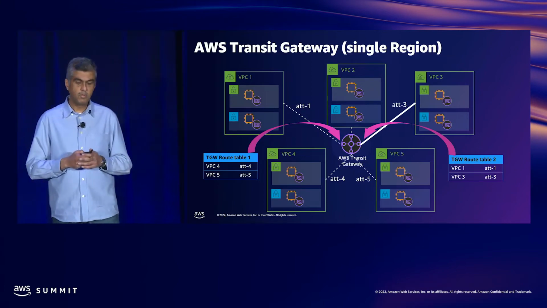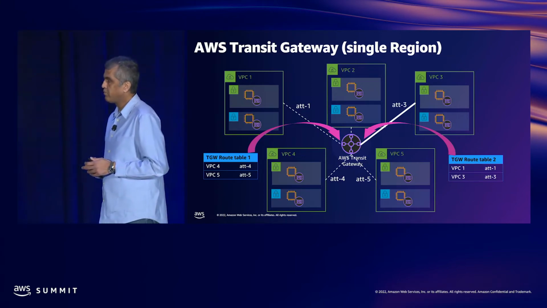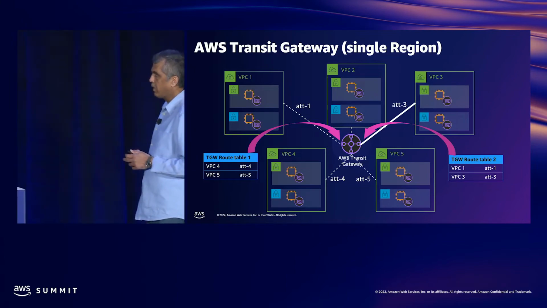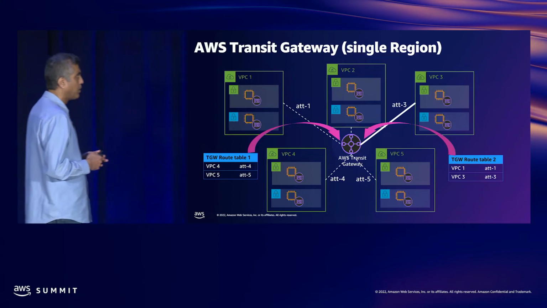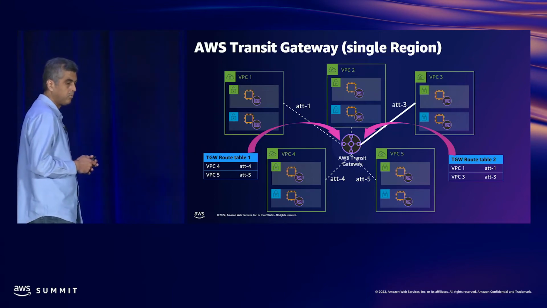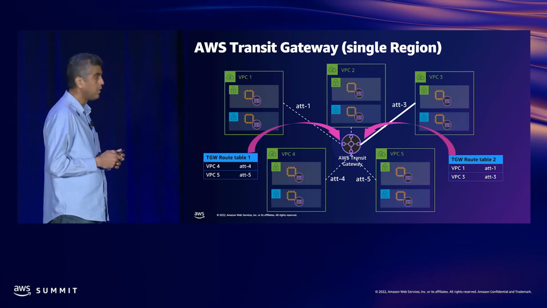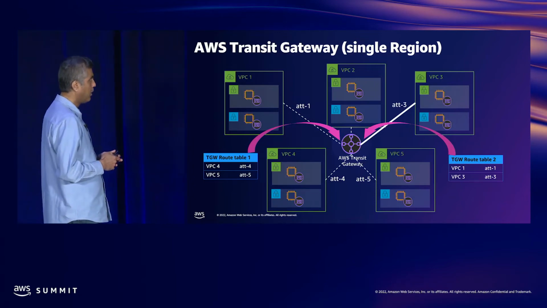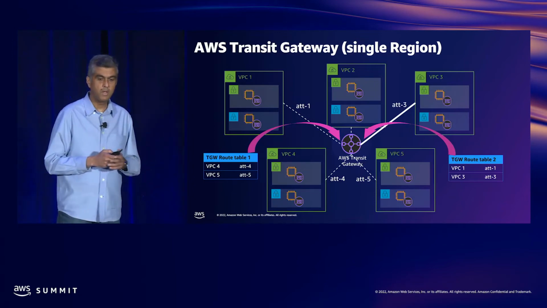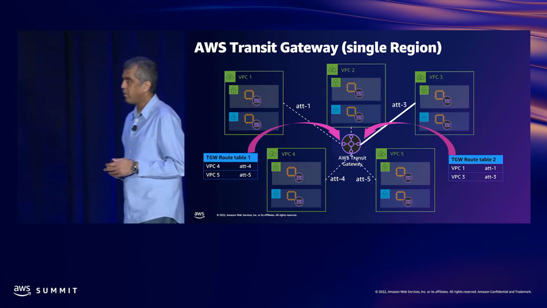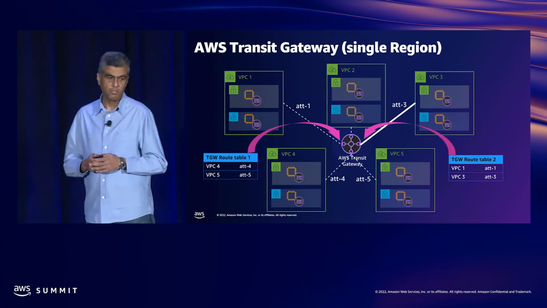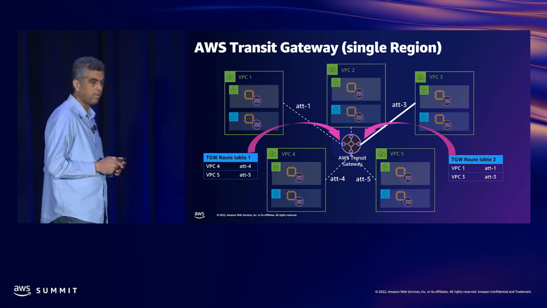So now VPC 4 and 5 can talk to each other because they are in the same route table. However, VPC 4 and 1 cannot talk because they are not in the same route table. If VPC 4 were to send anything destined for VPC 1, there is no route and the packet will get dropped. That allows you to create segmentation within your network using the transit gateway route table, and gives you the capability to segment your traffic.